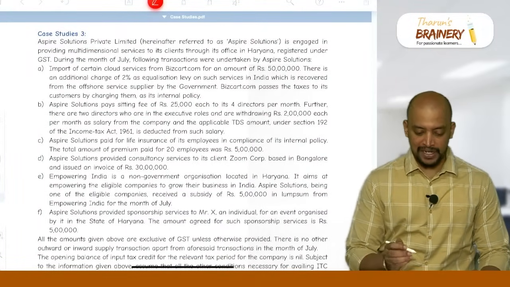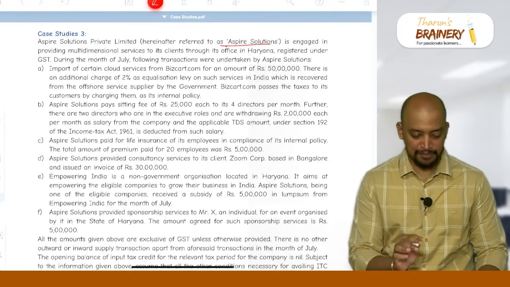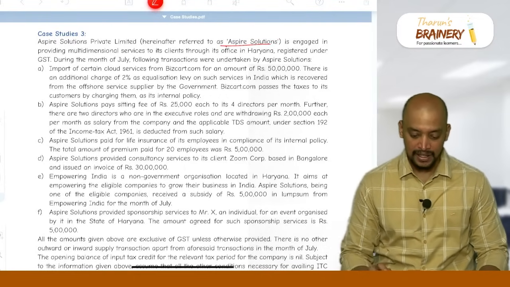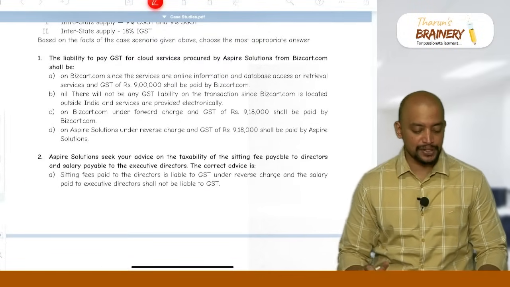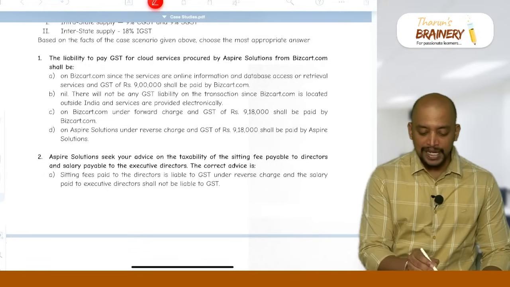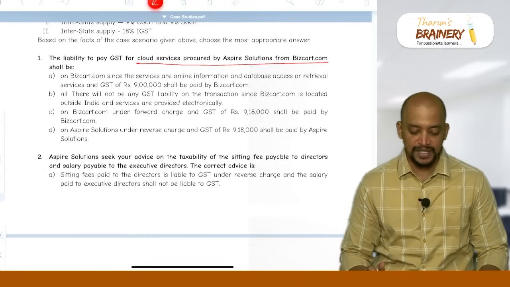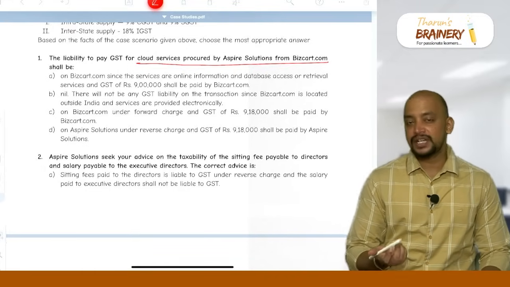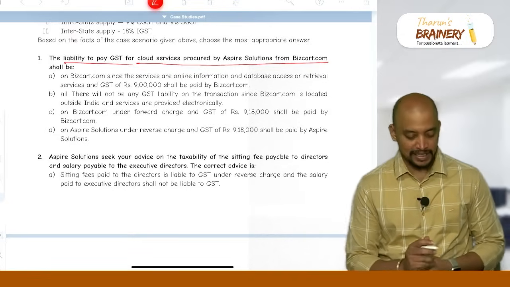Aspire Solutions Private Limited, hereinafter referred to as Aspire Solutions, is engaged in providing multi-dimensional services. So let's see what are the questions that they are asking for Aspire Solutions. The liability to pay GST for cloud services procured by Aspire Solutions from BizCart. So cloud services means it's an OIDAR service. They are asking who is having the liability to pay GST.